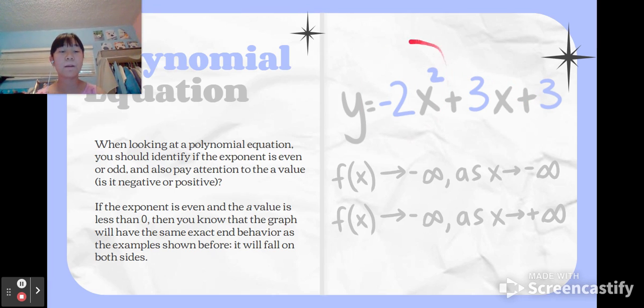We know that this shows that it has the end behavior of f of x approaches negative infinity as x approaches negative infinity, and f of x approaches negative infinity as x approaches positive infinity. And we also know that the graph will have both the left and right side falling.